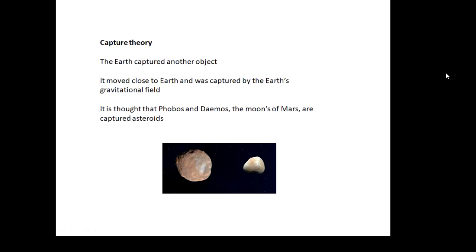The third theory is called capture theory, and basically a very, very large asteroid or something came a bit too close to the Earth. It didn't crash into the Earth, but it was trapped into an orbit. Now, we know that this is how Phobos and Deimos, the moons of Mars, were captured from the asteroid belt. And one theory is that that's where our moon came from.